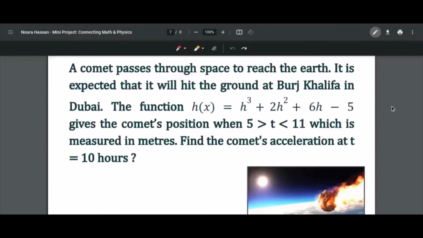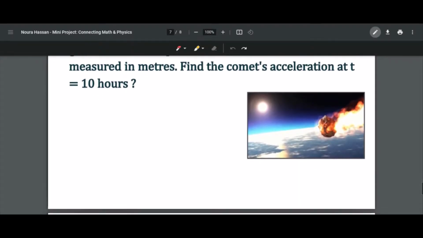It passes through space to reach Earth. It is expected that it will hit the ground at Burj Khalifa in Dubai. The function h of x equals h cubed plus 2h squared plus 6h minus 5 gives the comet's position when t is greater than 5 but less than 11, which is measured in meters. Find the comet's acceleration at t equals 10 hours.